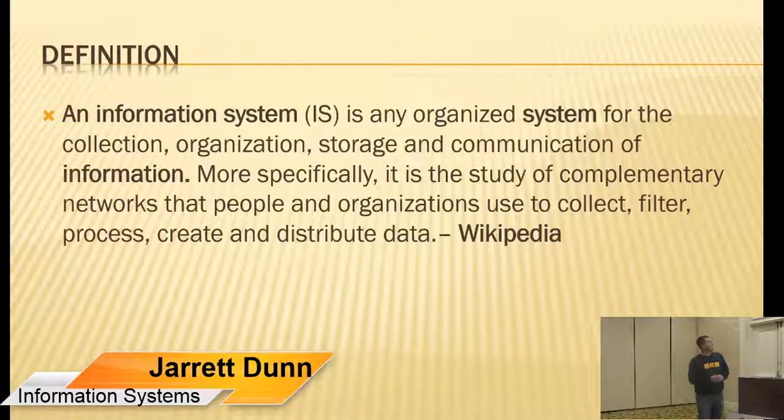So what are information systems? We stole this definition from Wikipedia. An information system is any organized system for collection, organization, storage, and communication of information. More specifically, it's the study of contemporary networks and people and organizations that are used to collect, filter, process, create, and distribute information. So that's a lot of words to basically say how to use information.